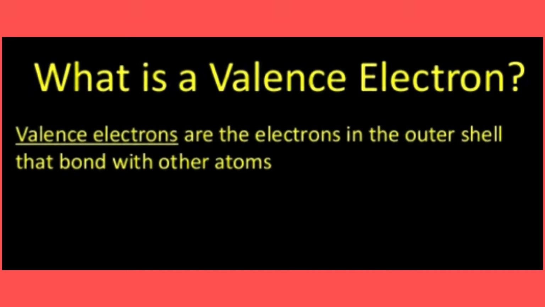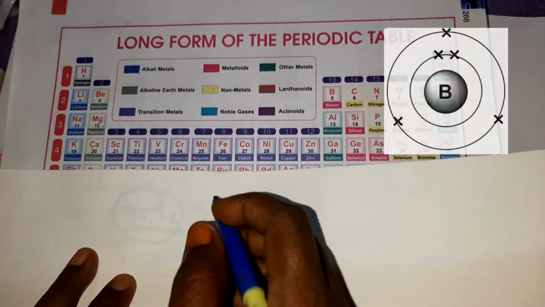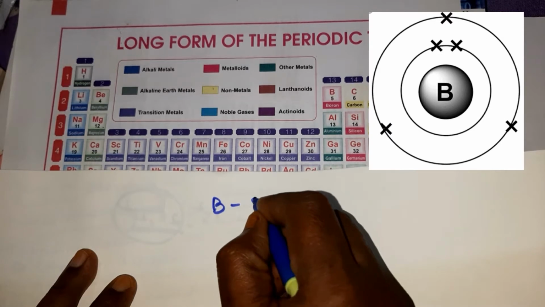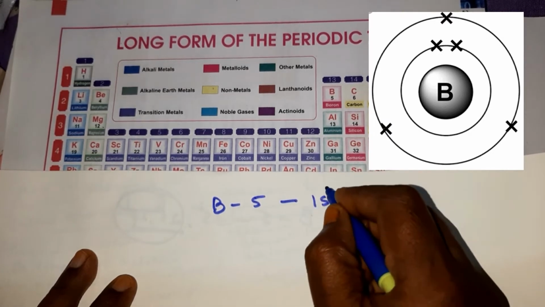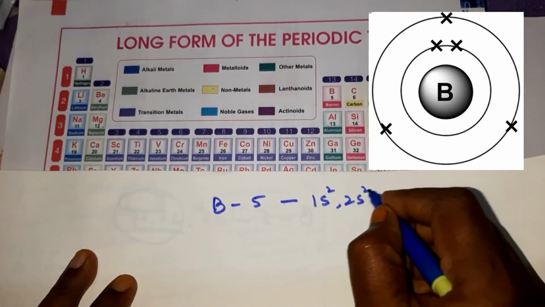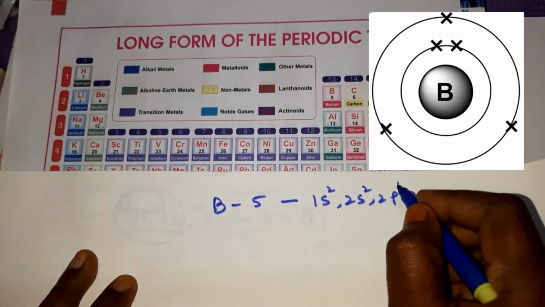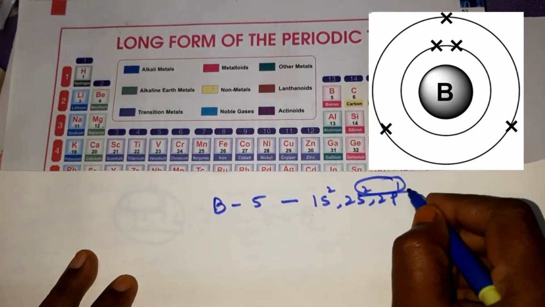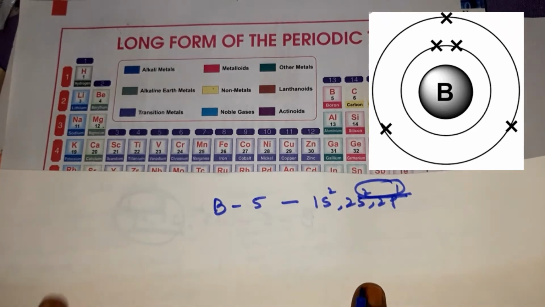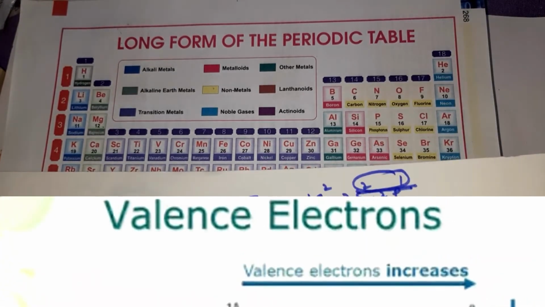First we shall see what is a valence electron, children. The valence electrons are the electrons in the outer shell that bond with other atoms. For example, take boron, atomic number 5. When you write the electronic configuration, 1s2, 2s2, 2p1. So in the outermost shell 3 electrons are present. These 3 electrons we call valence electrons.